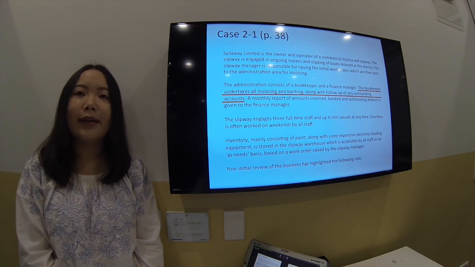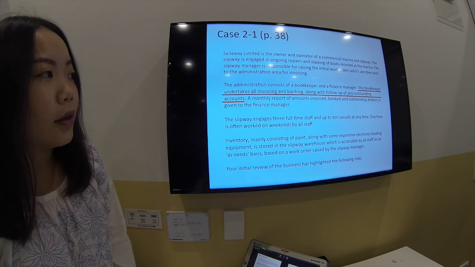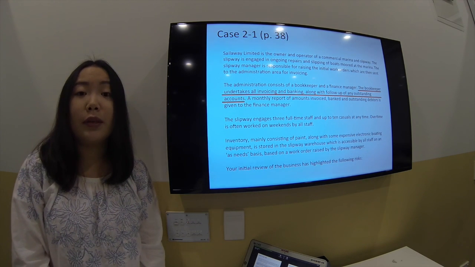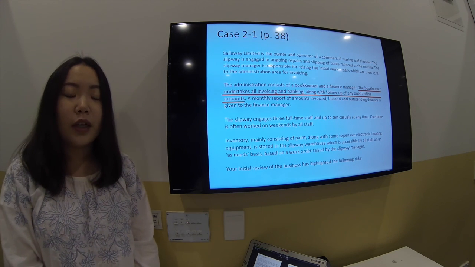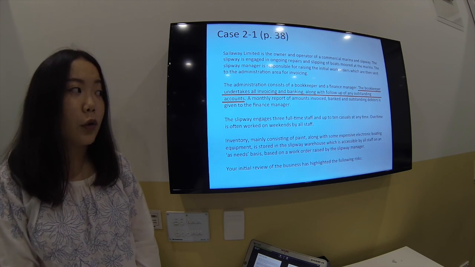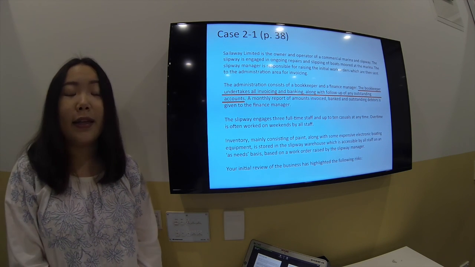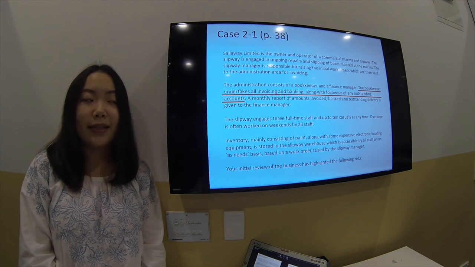The bookkeeper undertakes all invoicing and banking along with follow-up of any outstanding accounts. It is quite clear that because of non-segregation of duties, this bookkeeper has to take responsibility for all those tasks. So it might generate issues like payment being made twice to the same supplier. Also, not following up outstanding accounts in time may cause the business to have more bad debts.